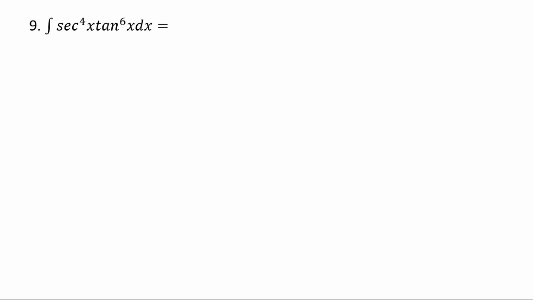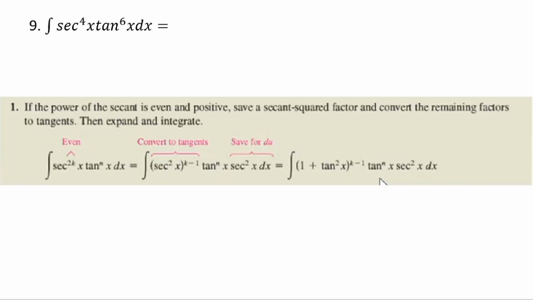So next we have here the integral of secant to the power of 4x times tangent to the power of 6 of x dx. So in this kind of example, we are going to factor out the secant to the power of 4x. So we're going to write this one now as the integral of secant squared x times tangent to the power of 6x times secant squared x dx.